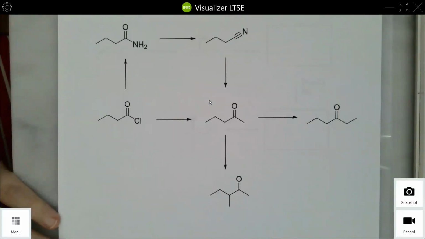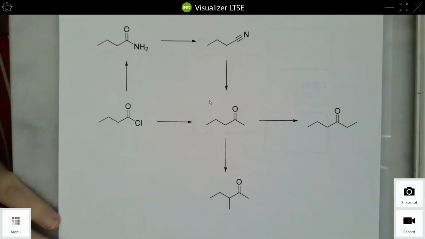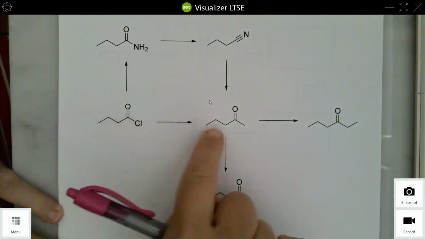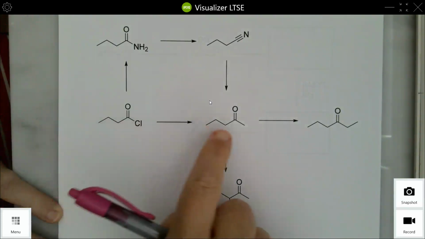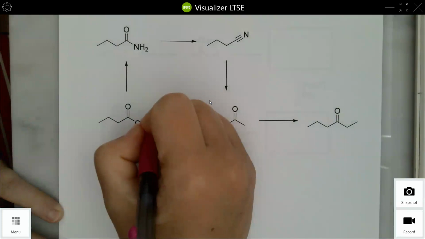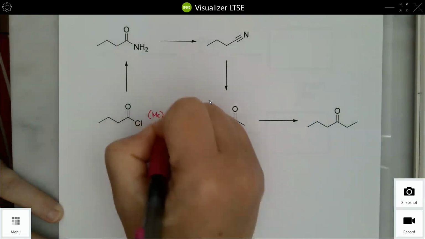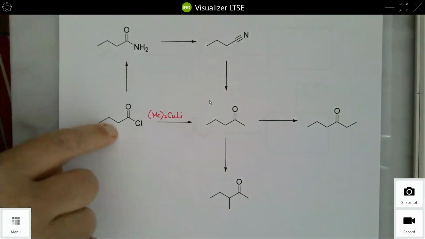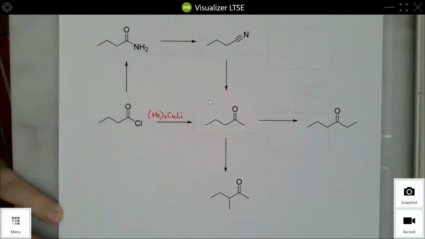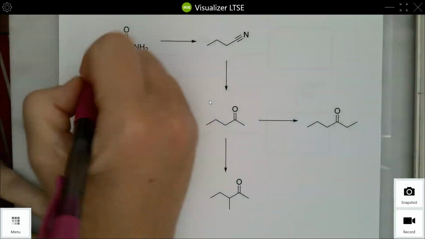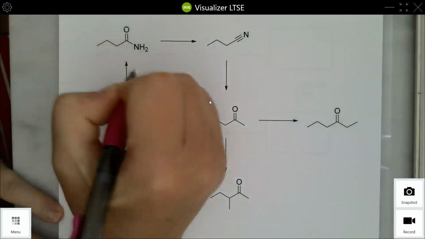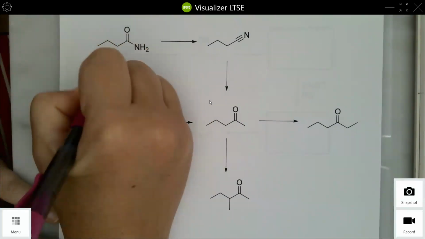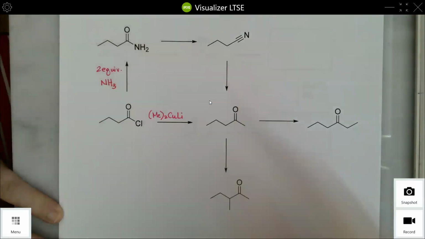Okay, fill in the missing reagents. Okay, so we see that this is similar to what we saw, right, on the last one. So going from the acid chloride to the methyl ketone, again, we're going to use the same Gilman reagent. What about going from an acid chloride, right, to an amide? So we can add in 2 equivalents of ammonia because we're just adding NH2.